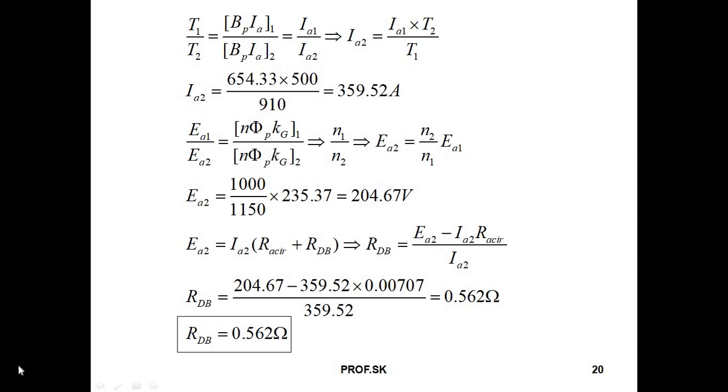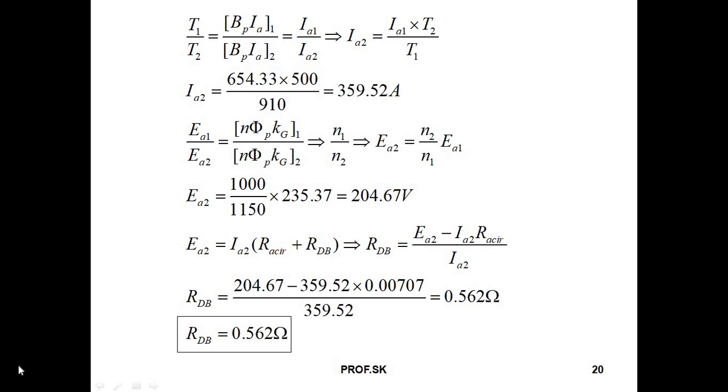Then the torque T1 divided by T2 gives IA2 equal to IA1 times torque 2 divided by torque 1. IA2 is equal to 654.33 times 500 divided by 910, so armature current 2 is 359.52. Then EA2 divided by EA1 is equal to N2 divided by N1, so EA2 is equal to N2 divided by N1 times EA1. EA2 is equal to 1000 divided by 1150 times 235.37, which is 204.67.